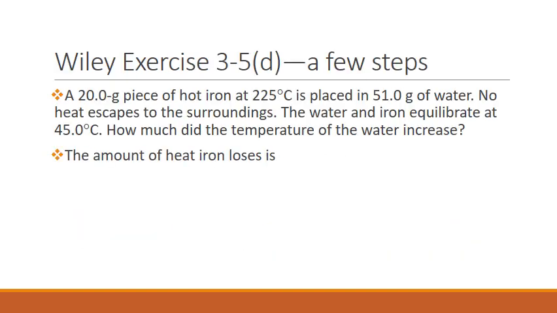So given information. Okay, so the amount of heat iron loses, 20 grams, 0.106 calories per gram degree C. We got that from the table. And there's our temperature change. So the amount of heat iron loses, go ahead and punch those numbers out, press pause, make sure your answer matches mine.